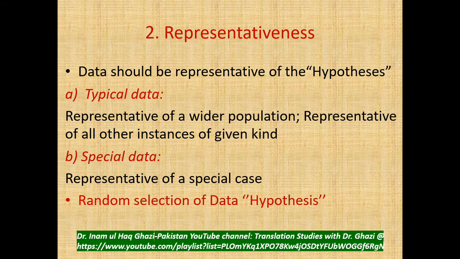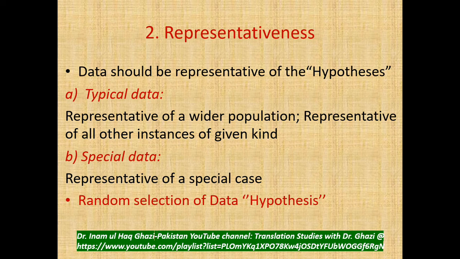We can now talk about the representativeness of the data in a particular research project. Data should be representative of the hypothesis or the topic. Here, two things should be kept in mind: the data should be representative, in a more detailed way we can say, of the hypothesis, but in a nutshell we can say of the topic. So we have two types of data. The question of relevance is also here.